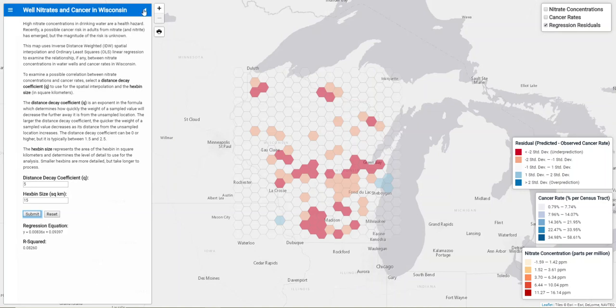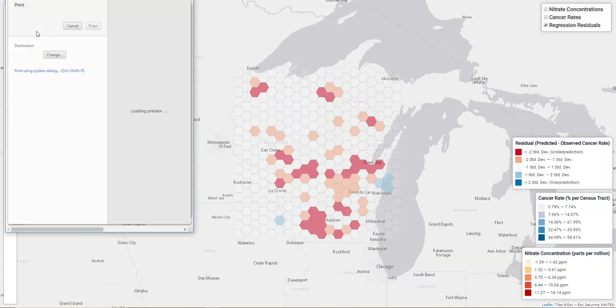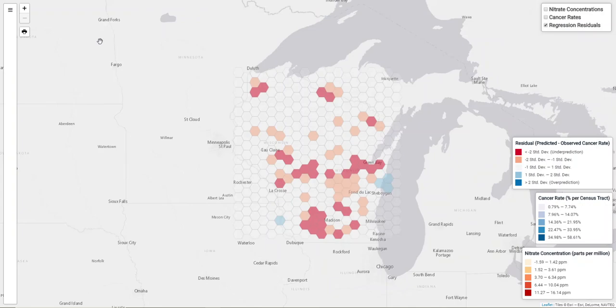At any point, you can collapse the sidebar and click Print to print the map to a PDF. The printing takes about 10 to 15 seconds as well, in some cases hopefully faster. If you wanted, you can print this to paper or PDF.